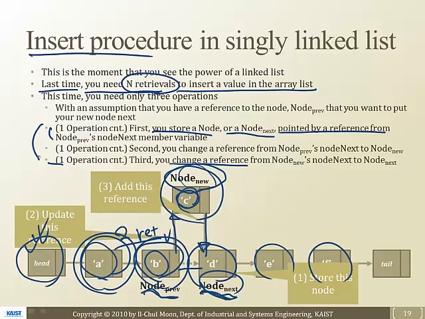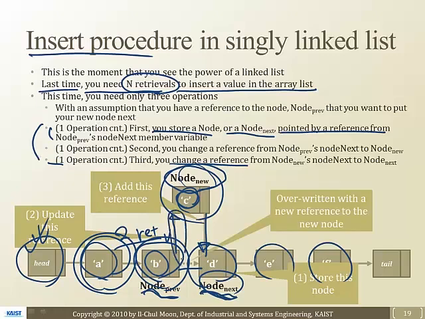Okay, so it's just simple. You don't have to touch A, E, and F to handle this insertion procedure, right? This overwritten reference is a key. Overwriting the reference in the node pref to the node new adds a new path to navigate through to node new. Okay, that's how we insert a node by using the linked list.